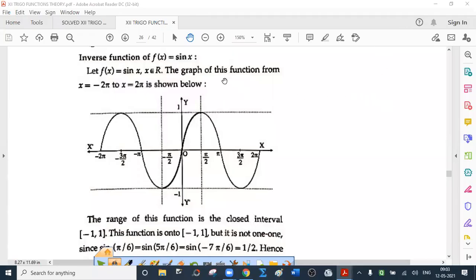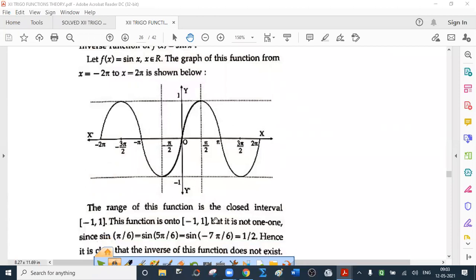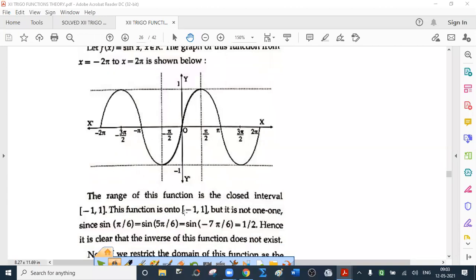Inverse function of f of x equal to sin x. Let f of x equal to sin x, where x is any real number, because the sine ratio of all real angles is defined. The graph of this function from x equal to -2 pi to x equal to 2 pi is shown below. The range of this function is the closed interval [-1, 1]. Why? Because the maximum value of the sine ratio is +1 and the minimum value is -1. This function is therefore onto [-1, 1], but it is not 1-1.